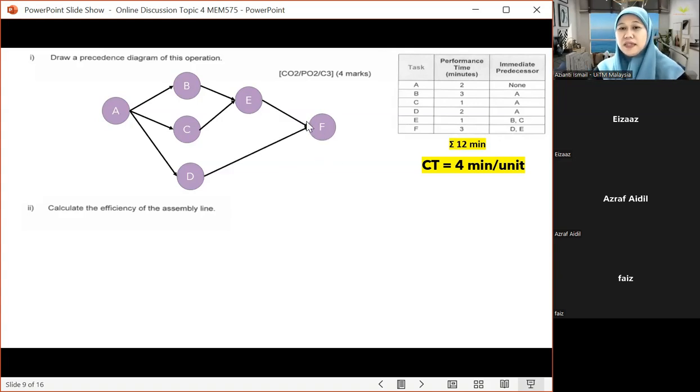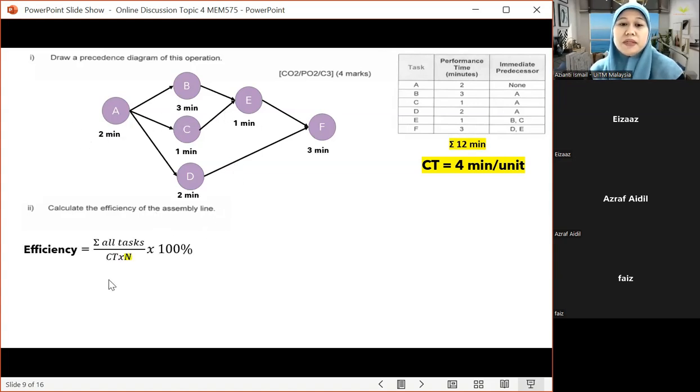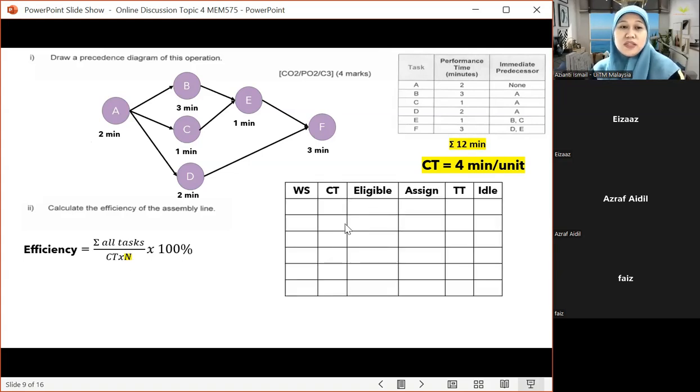Okay, habis. Right? Ada tak dia bagi syarat apa-apa tadi? Most positional weight ke apa ke? Tak ada. So kita guna syarat kita, jangan membazir. Okay, calculate efficiency. So awal-awal dia dah kira efficiency kan? So kita letak dulu dia punya task time. And then nak cari efficiency kena ada N. So kita buat N dulu. Kita assignkan dulu.